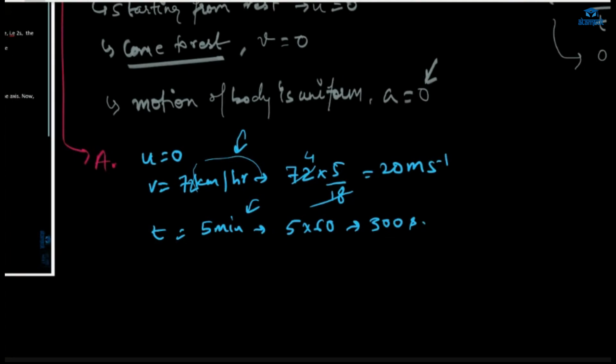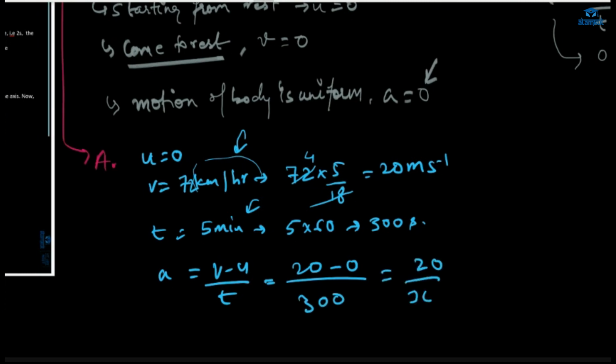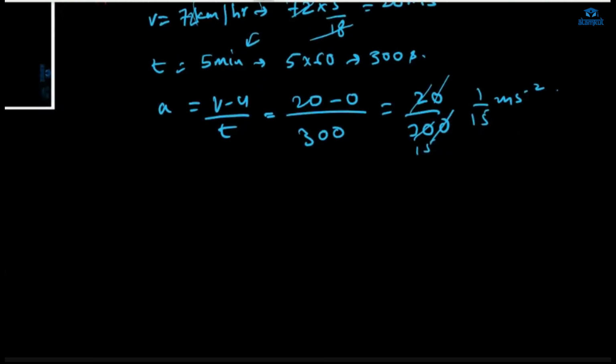So writing the formula, a equals v minus u upon t. This v is our 20, minus 0, upon t, which is 300. So 20 by 300, the 0 got cancelled. We have got 1 by 15 meter per second square. This is our acceleration, and acceleration is written in meter per second square. Its SI unit is meter per second square.